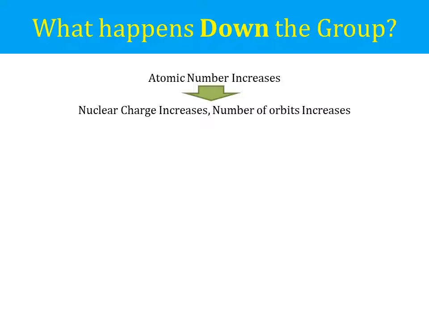Next, if this happens, then what? Let's find it out. Atomic radius increases. Don't you think so? Atomic radius will increase if the number of orbits increases. Because if the number of orbits is increasing, the distance of the valence shell from the nucleus increases.